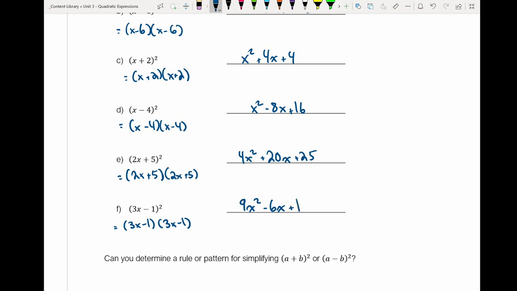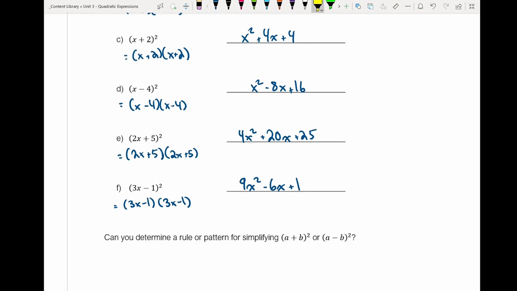So what we want to do now, looking back, is see if there is a rule or a pattern for simplifying or expanding these perfect squares, so that I don't have to go through the whole box method or the whole FOIL method. Is there a quicker way that I can do this? What you're going to be looking at is what you started with and what you ended with, and see if there is a pattern there.